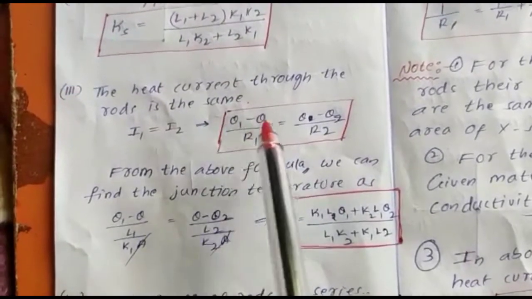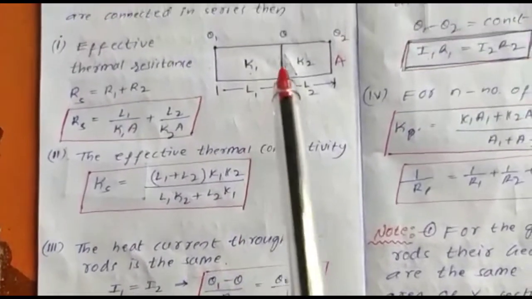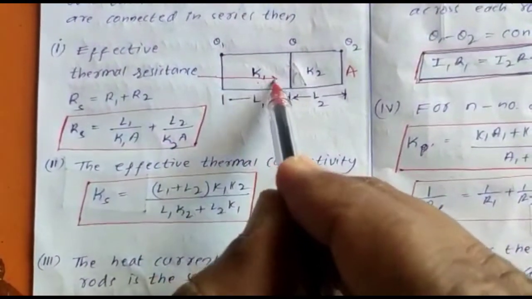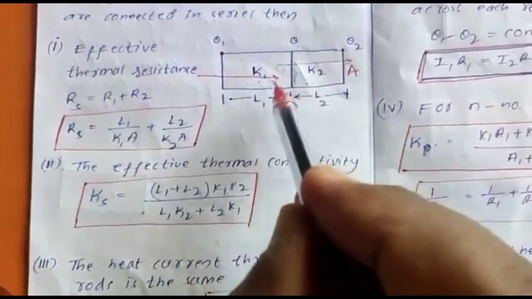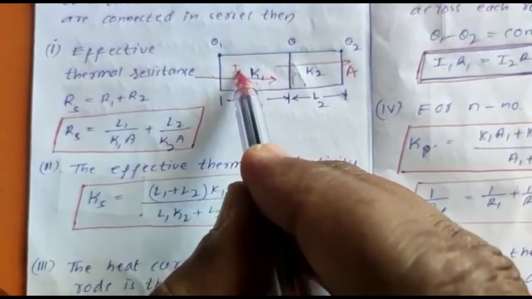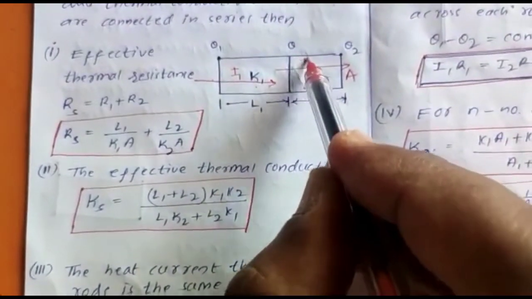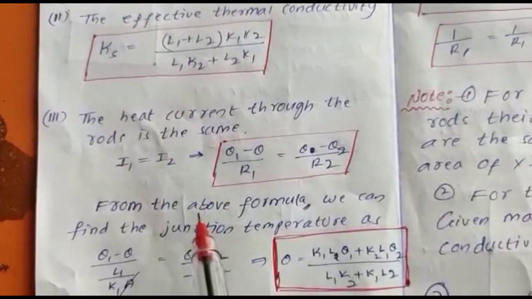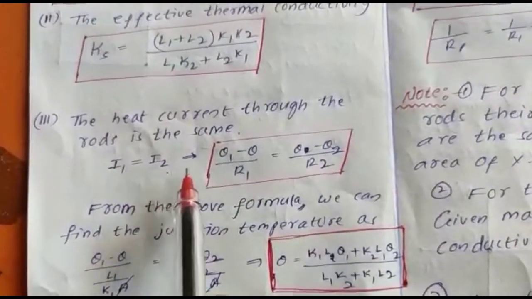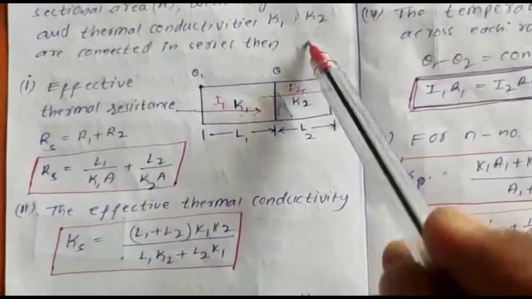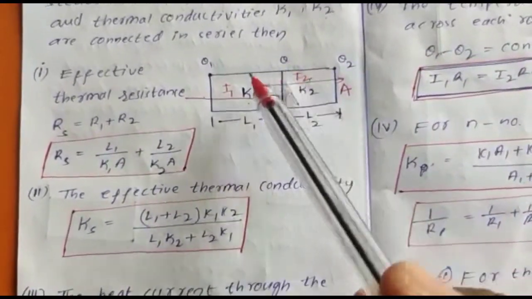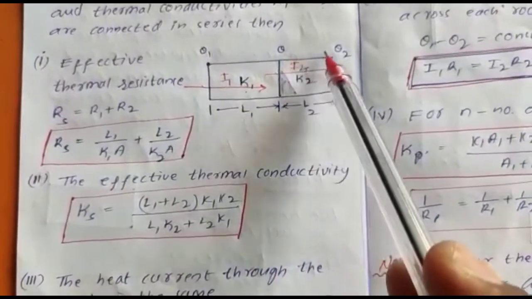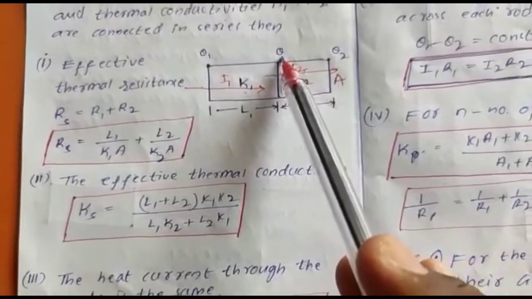Now the heat current through the rods is the same. When two conductors are connected in series, the heat current through the first rod and the heat current through the second rod are both the same. If the heat current through the first is I1 and through the second is I2, then the heat current must be the same, because there is only one way for the heat to flow. Therefore I1 = I2. If theta is the junction temperature, the temperature difference across the first rod is theta 1 minus theta, and across the second rod is theta minus theta 2.